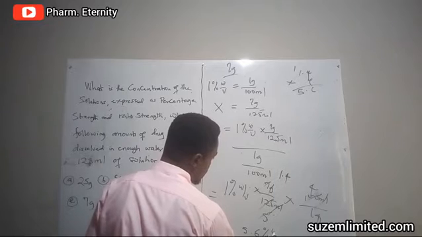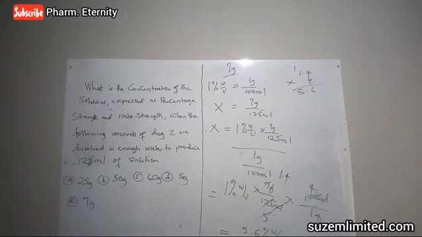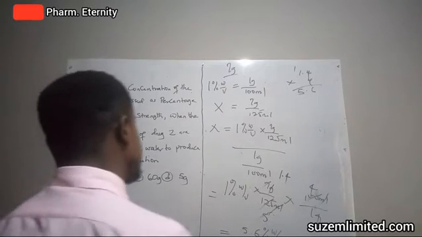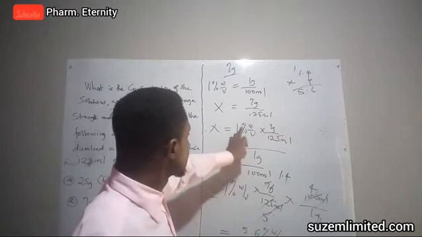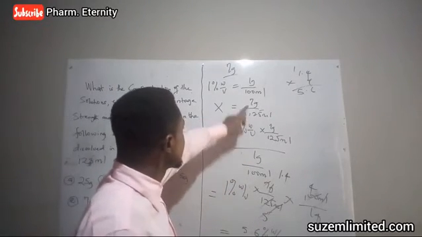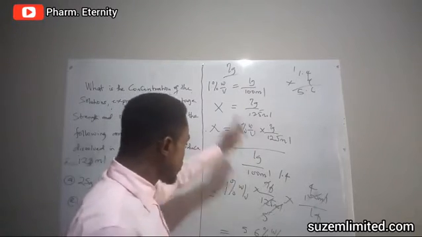5.6% weight per what? Volume. So this is it, hope we got it. Let's see: 7 gram divided by... okay, this was multiply. We have 7 gram over 125 ml times this thing. Okay, we got it.